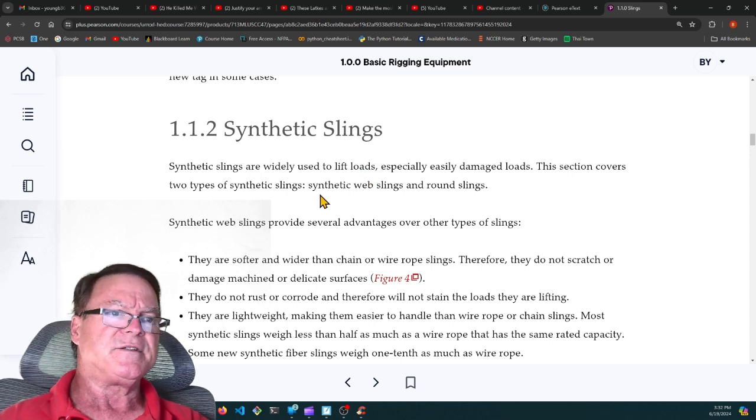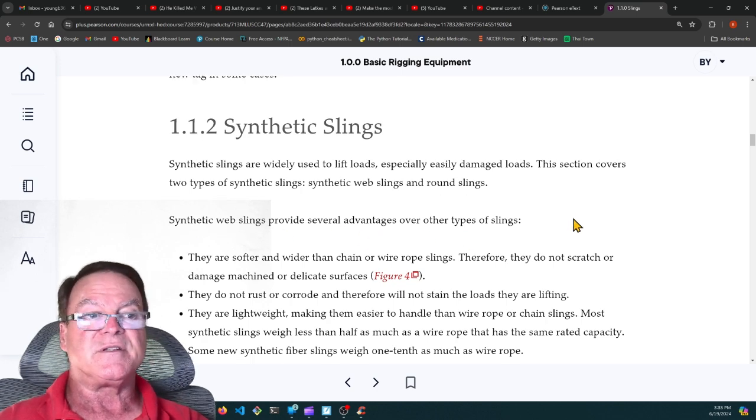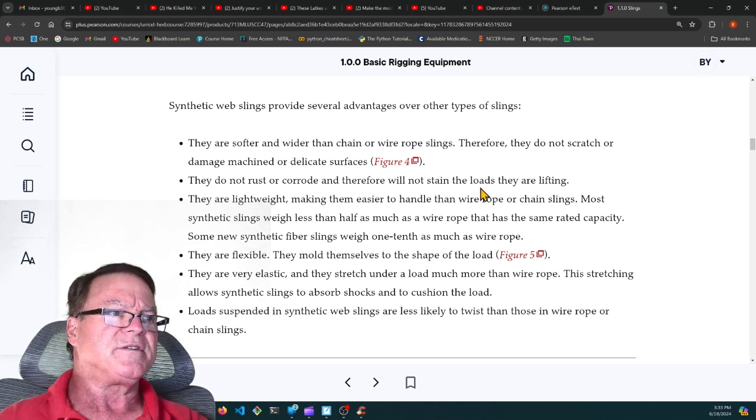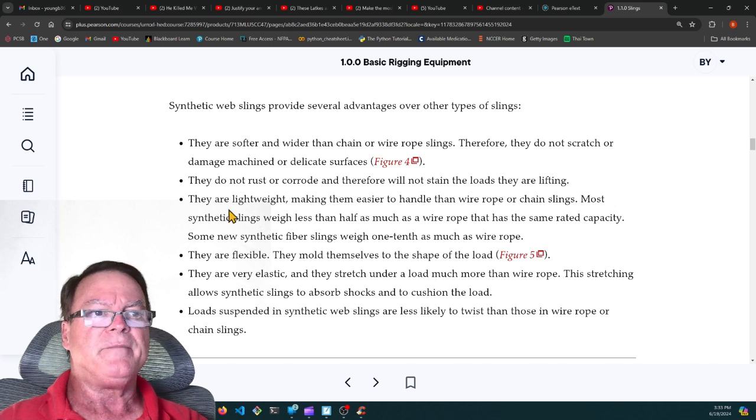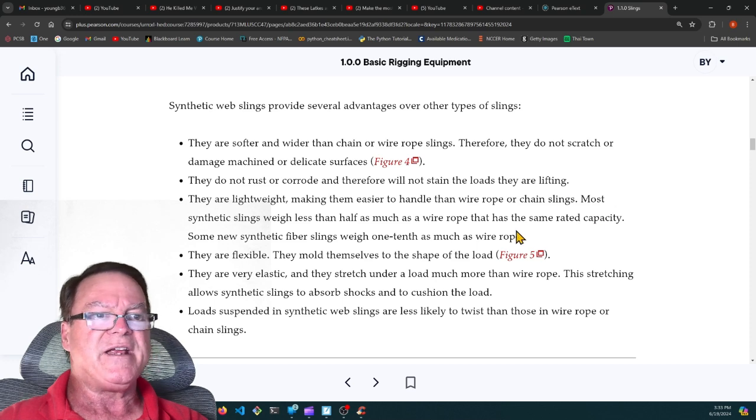1.1.2 Synthetic Slings. Synthetic slings are widely used to lift loads, especially easily damaged loads. This section covers two types of synthetic slings: synthetic webbing slings and round slings. Web slings provide several advantages over other types of slings. They're often softer and wider than chain or wire rope slings. They do not rust or corrode, and therefore will not stain the loads they're lifting. They're lightweight, making them easier to handle than wire ropes or chain slings.